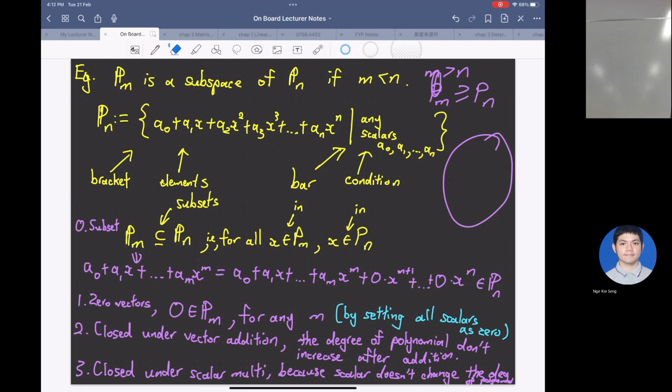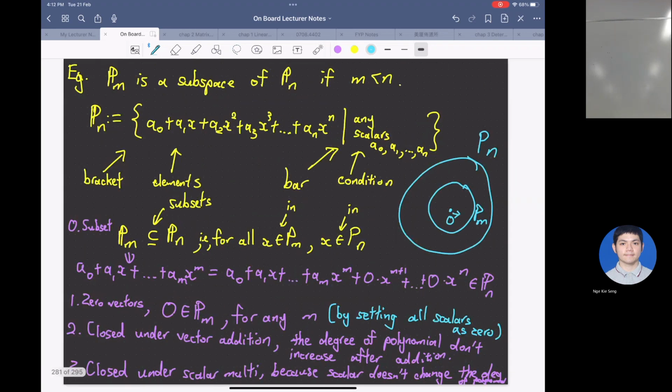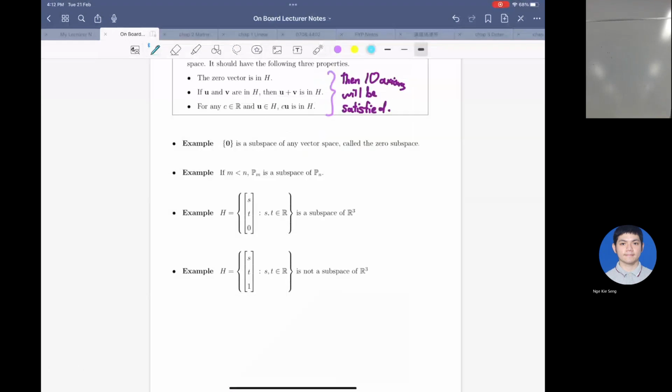Okay, let me draw the figure for this condition here. So you should imagine Pm, Pn like this, and then Pn is like this. Okay, it's a subspace. And then the zero vector is contained here. Every subspace contains a zero. So this is the picture you have to have in mind.